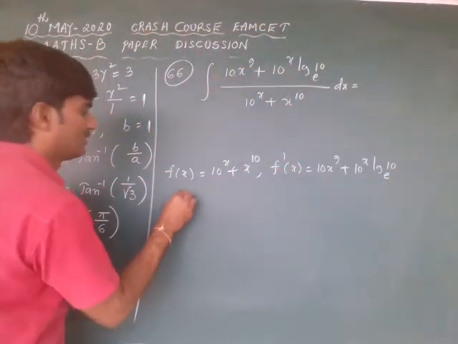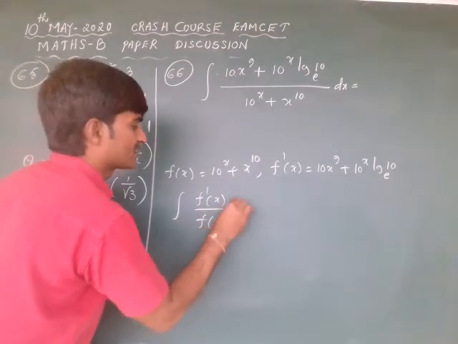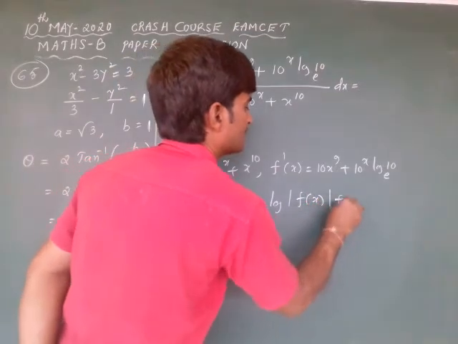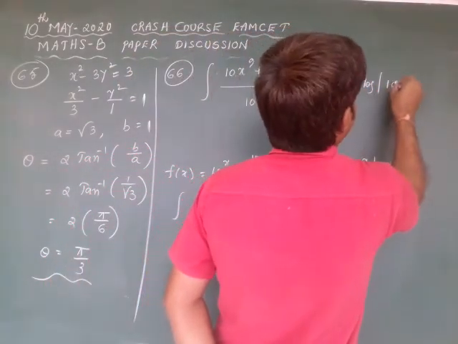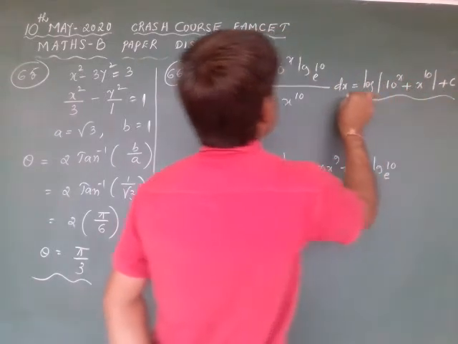Now it looks like integral of f dash x divided by f of x dx, and the formula gives log mod f of x plus c. Now the answer is log mod f of x, which means log mod of (10 power x plus x to the power of 10) plus constant.